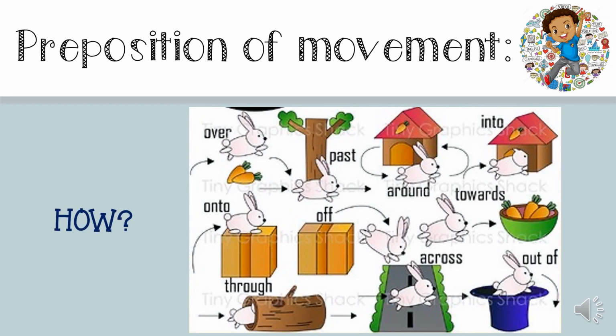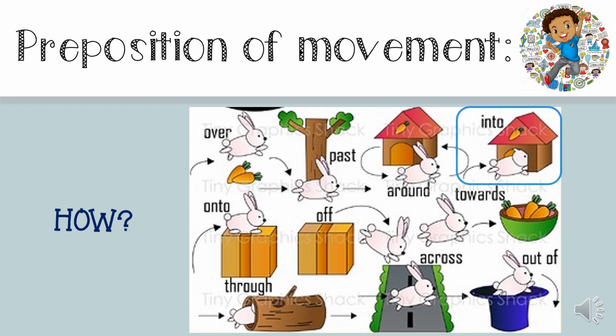The last type of preposition we're going to look at is the preposition of movement. Movement tells you how something happens. Now, if you look at these different bunnies, you'll see that they do things differently. The first bunny jumps over the carrots. Then the bunny runs past the tree. The bunny runs around its house.